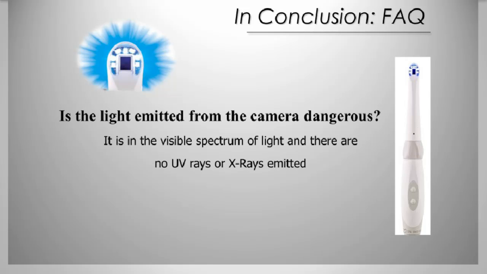This was one of my first questions. Is the light emitted from the camera dangerous? It is in the visible spectrum of light, so there are no UV rays and no X-rays emitted.